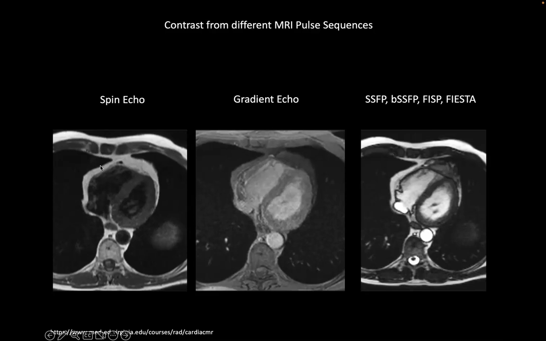So this is just 3 of probably 20 different acquisitions that you can choose to look at the heart. And I would say this is principally used the most because it's the most robust, and you get high signal to noise pictures in a fairly efficient way.